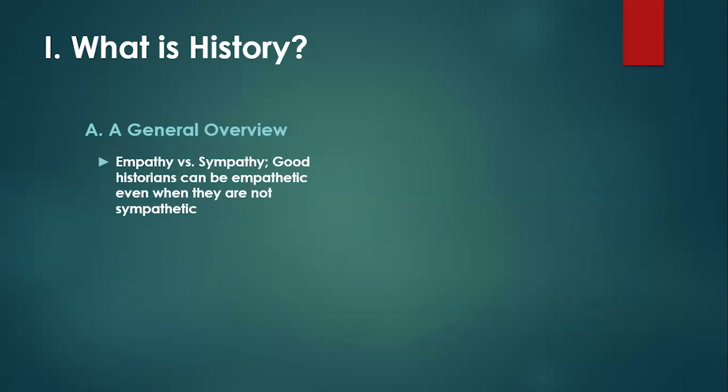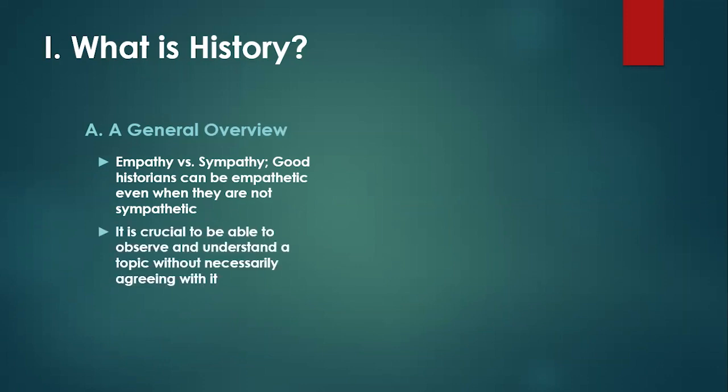Now, one thing that's crucial as we study history is to be able to have empathy without necessarily having sympathy. All right. To be able to be empathetic even when you're not sympathetic. Now, what do I mean by that? It's important for us to be able to understand and observe a topic and really try to get to an understanding of why things happen the way they did and how one thing impacts another without letting our personal opinions about it get in the way of understanding it. Okay. We also need to understand that just because we're exploring something and trying to understand it doesn't mean we have to agree with it at all.